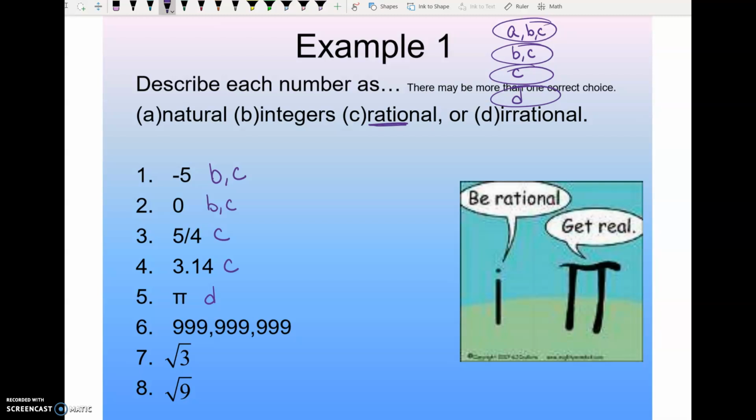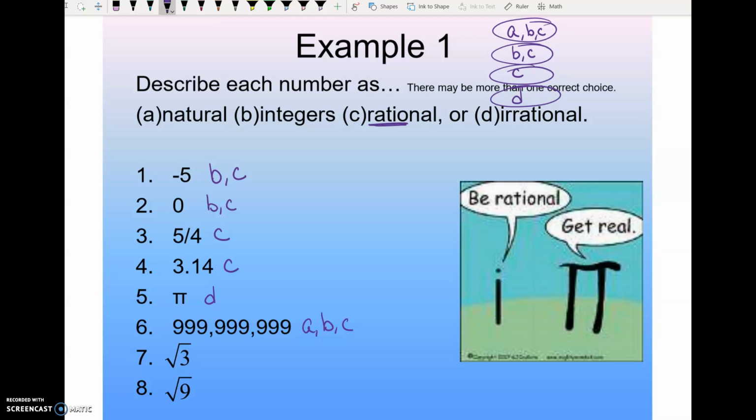999,999,999. It looks crazy, but it's a positive number. If you had basically a billion fingers, you could count to 999,999,999 on your fingers. So that is a natural number, which means it's natural, integer, and rational.